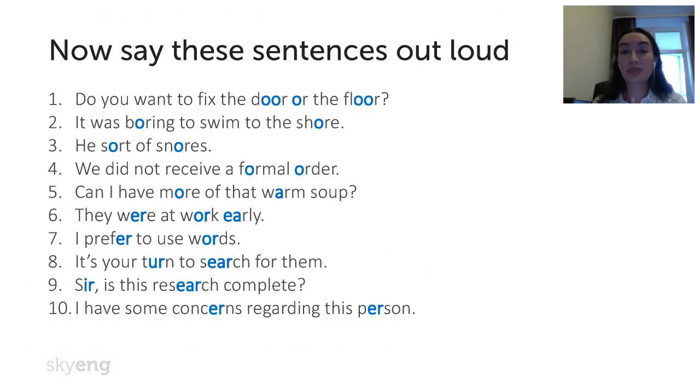So let's practice. Again, say them fluently and in a flowing way. Repeat after me, please. Do you want to fix the door or the floor? It was boring to swim to the shore. He sort of snores. We didn't receive a formal order. Can I have more of that warm soup? They were at work early. I prefer to use words.